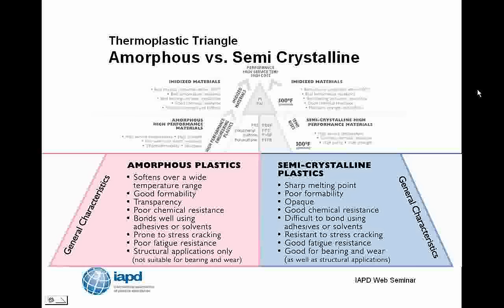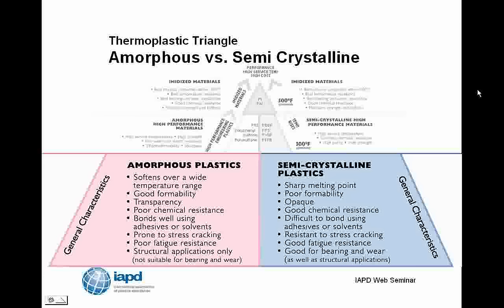To summarize semi-crystalline plastics, they tend to have a sharp melting point, which makes it more difficult to thermoform them. They tend to be opaque. They tend to have good chemical resistance, again, not to every chemical, but to many chemicals, which makes them hard to bond using adhesives or solvents. They tend to be resistant to stress cracking and fatigue failures, and many of them, if not all of them, are good for bearing and wear applications.